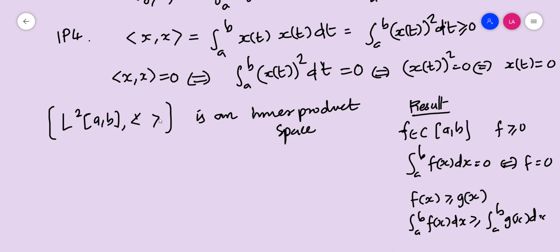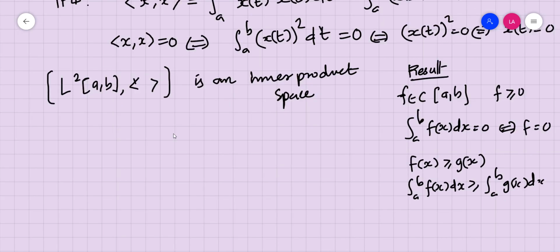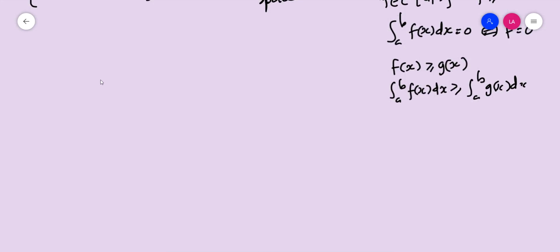Okay, so this is the result. Now this is for real valued functions. If x and y are considered to be complex valued functions, we can define the inner product ⟨x, y⟩ as the integral from a to b of x(t) times the conjugate of y(t) dt. That's the definition. We can always do this.